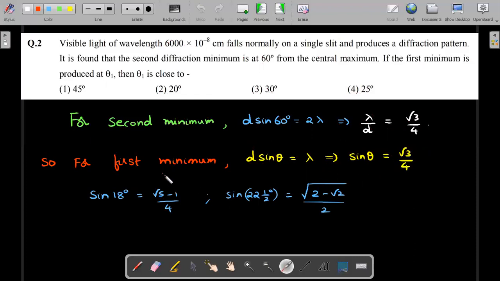So it would have helped students if they knew certain values of sine 18 degrees, which is (root 5 minus 1) by 4, and sine 22 and a half degrees, which, even if you don't remember, you should be able to derive from sine 45, and that's what students were expected to do without a calculator. So you realize that the given root 3 by 4 is slightly greater than sine 22 and a half. So among the options, the best possible estimate, difficult in the exam but doable, I think, is 25 degrees.